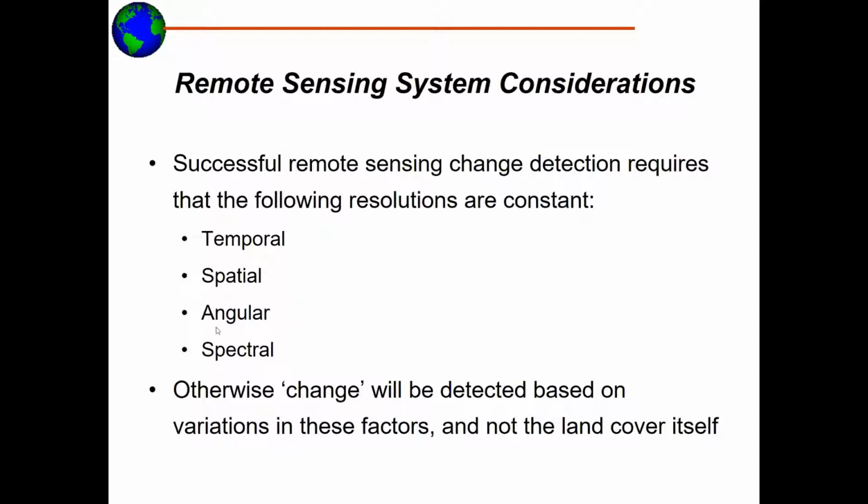The angles at which the data is recorded should be approximately the same, and the spectral characteristics of the satellite sensor should also be the same, so that the red band is recorded at the same wavelength for both sensors, both the first image and the last image. If not, the changes detected in the analysis might be based on variation in these factors and not changes in the land cover itself.